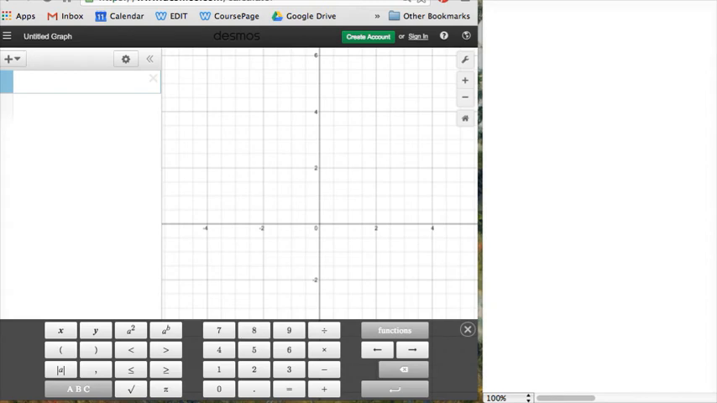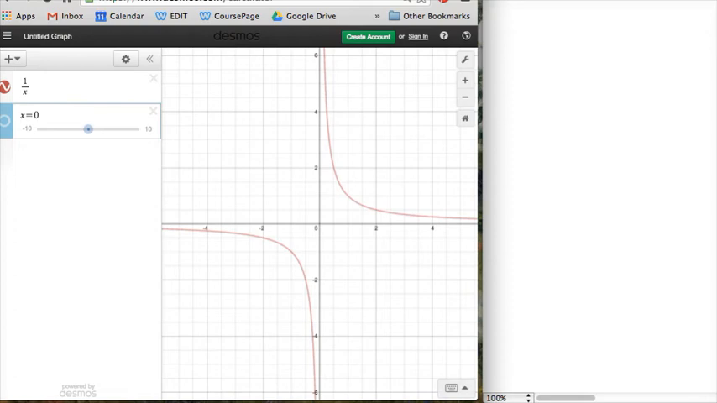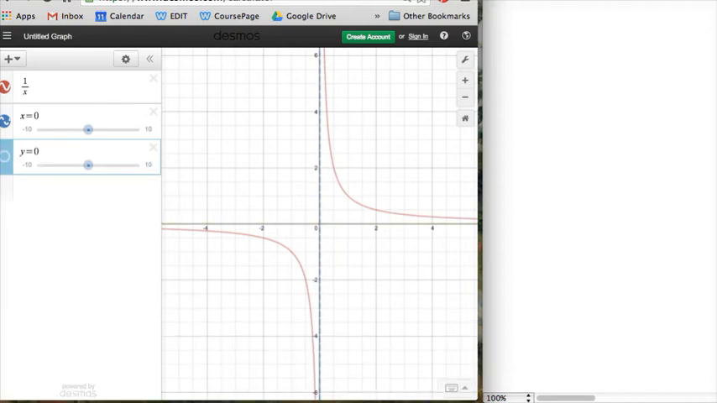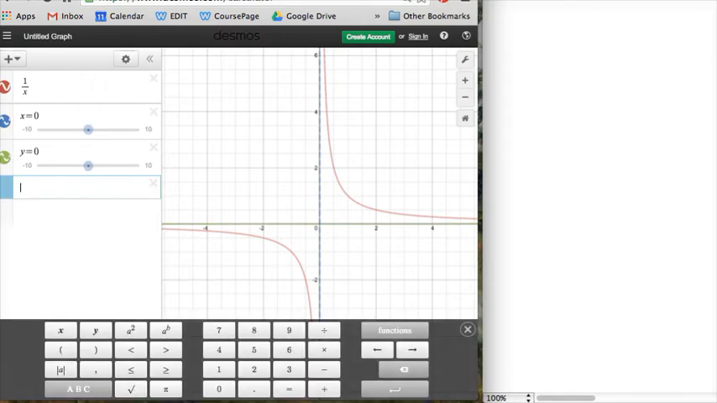Okay, what's good is I can play with Desmos. So you have your reciprocal function 1 over x. That's what we noticed. And it has the vertical asymptote x equals 0. So I would make this a dotted line. And I have the horizontal asymptote y equals 0. And I'll make that a dotted line.